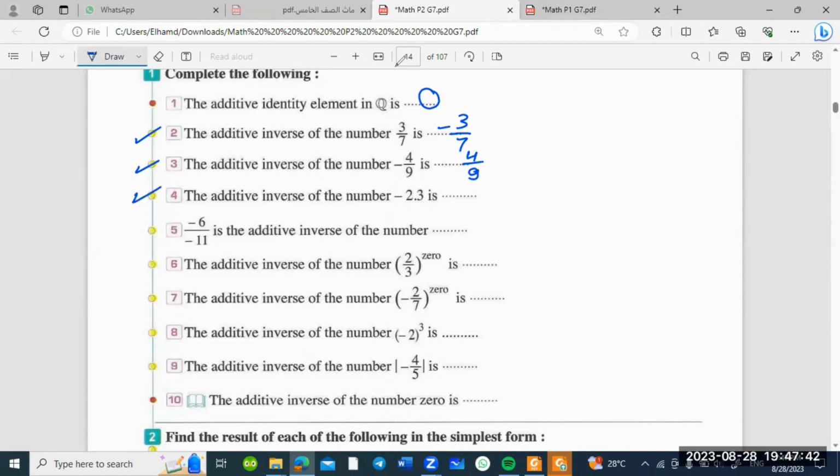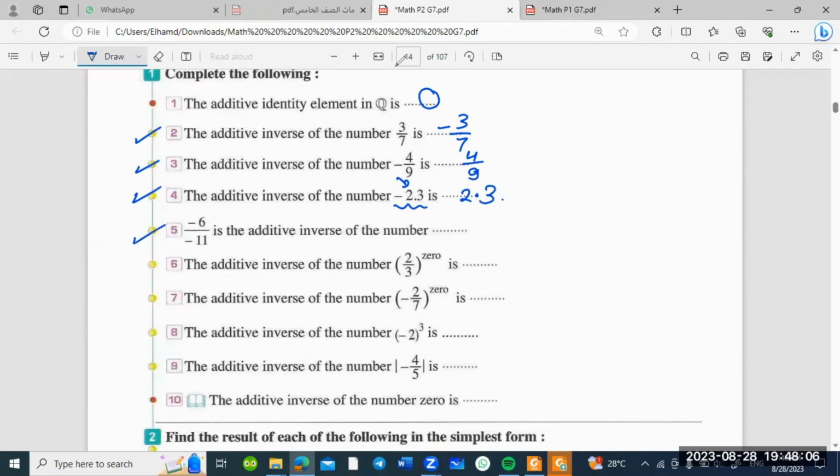Rowan, question number 4. The additive inverse of the number negative 2.3 is 2.3. This is my example. Do you remember when I explained? If you have a decimal, it's exactly the same. It's a rational number in another form, but they are still rational numbers. So you will just change the sign. It's 2.3.